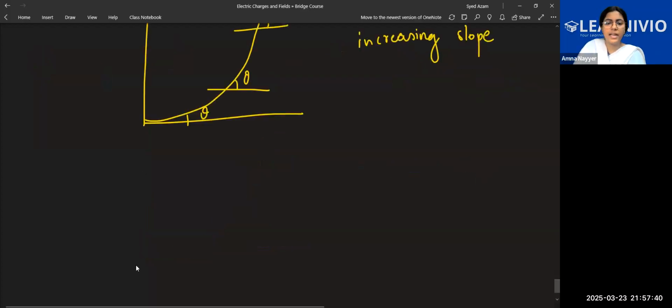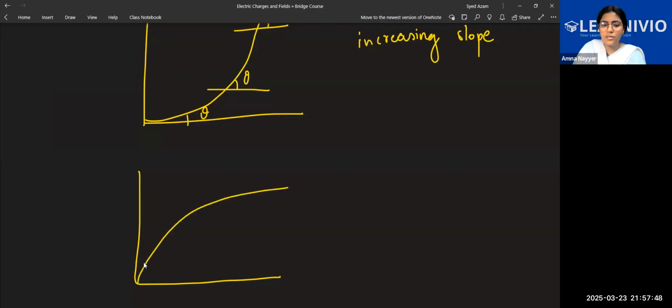Similarly, if I draw the graph like this, see, here the angle is higher, and it is decreasing like this. So we say this is the decreasing slope. Got it? Yes, ma'am.